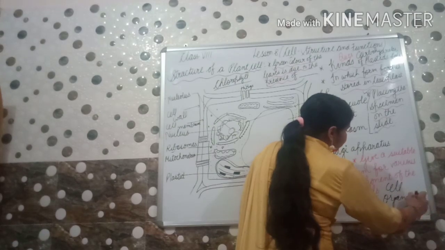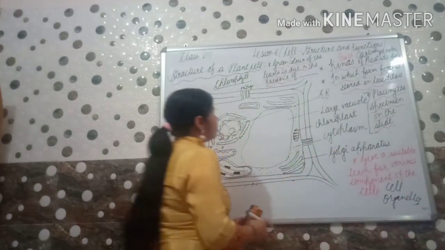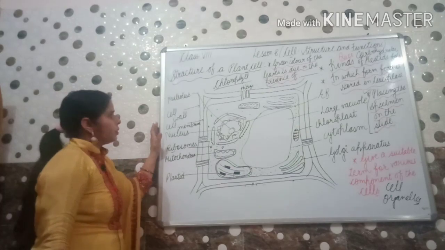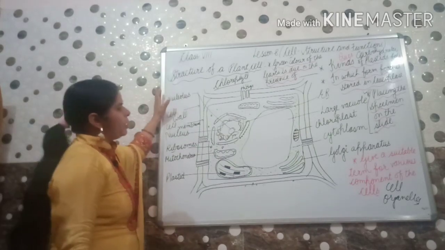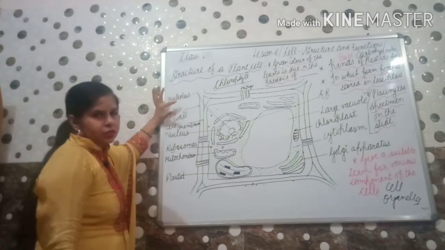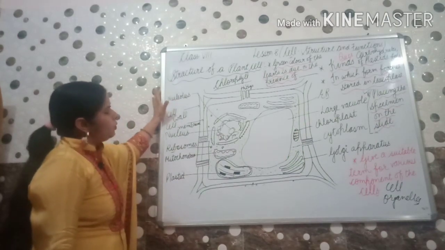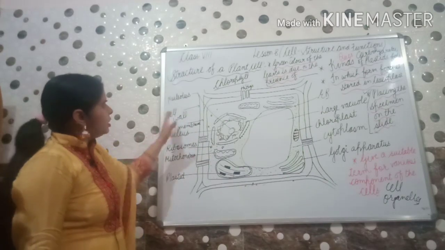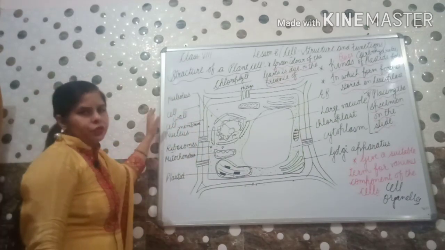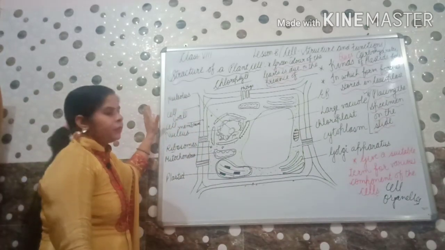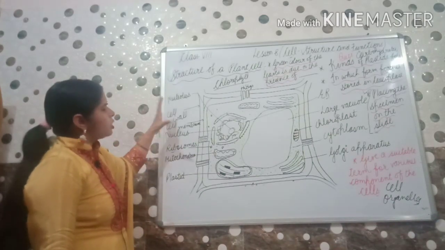Now we are going to discuss the structure of a plant cell. So this is the structure of plant cell. This structure is to be drawn by you all in your notebooks also. So we will discuss here the components. These are the same components which we have done in the chart already. So we will describe once more here.